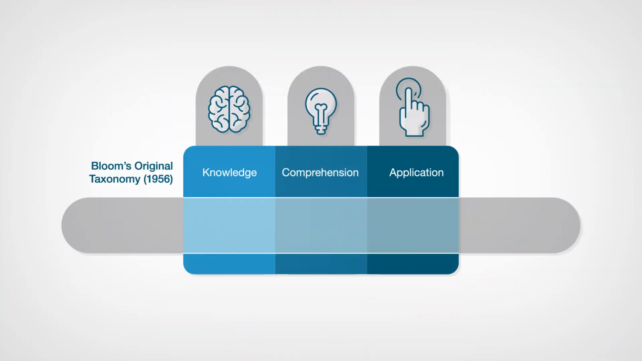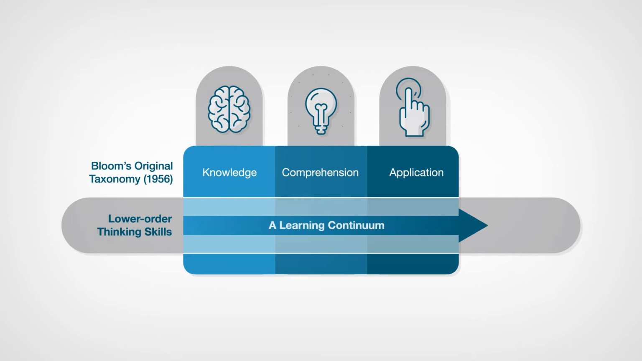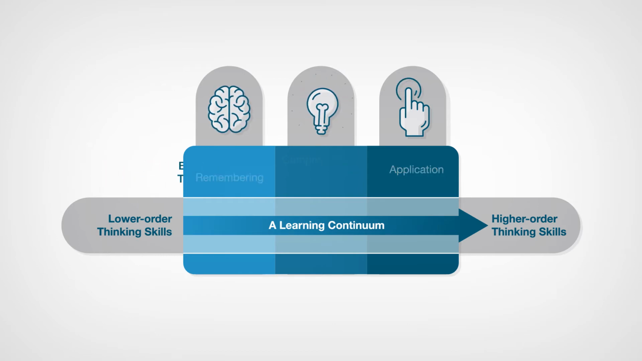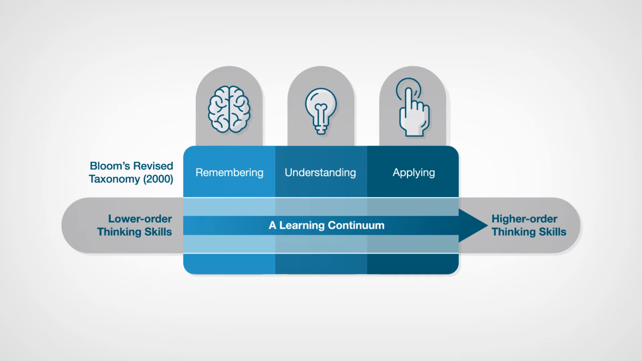Bloom's taxonomy describes a learning continuum from lower order thinking skills to higher order thinking skills. The levels from the original taxonomy that are relevant to pharmaceutical industry training are knowledge, comprehension, and application. The revised taxonomy updated these nouns to become the verbs remembering, understanding, and applying.